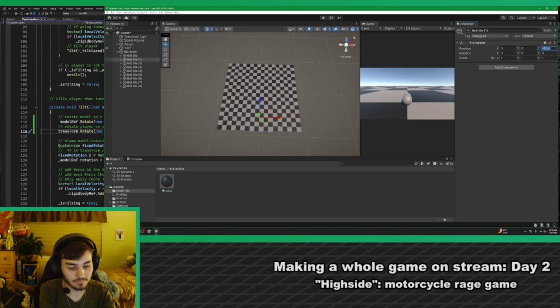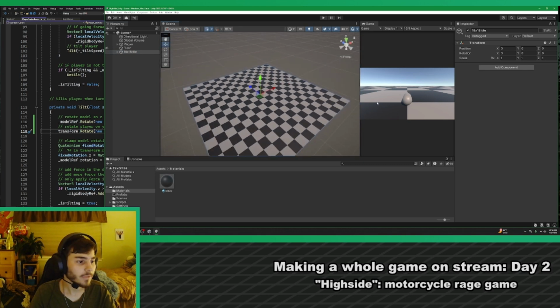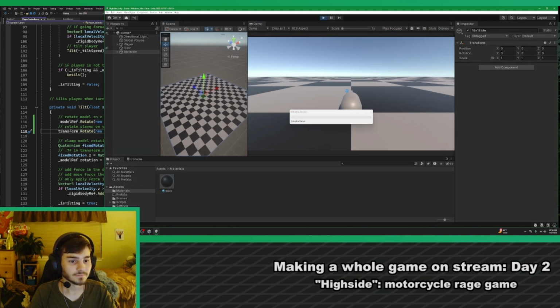So exciting making a floor. This is the last one, I promise. Okay, and now 18 by 18 tile. I have a tile floor. Okay. Let's see. Let's see how we move now.